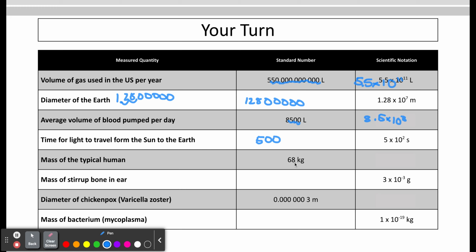Mass of the typical human ear. You're just moving this over once. Again, you wouldn't really do this because this is actually longer than this one, but again, it's just practice. 3, and then the negative third tells you it's small, so you move it 1, and then 2, and then 3. 3 grams. Diameter of chickenpox, so 1, 2, 3, 4, 5, 6, 7 to get that. So it's 3 times 10 to the negative 7th because it's a very small number.